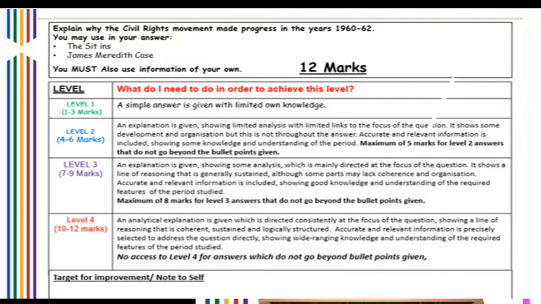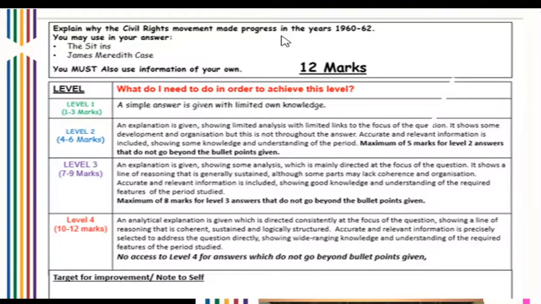So the question we're going to look at today is: explain why the civil rights movement made progress in the years 1960 to 1962. You may use in your answer the sit-ins and the James Meredith case. Okay, so before I share a couple of top tips with you, let's just break down what the question is actually asking us. So it's an explain why question. So we're not really asked to make a judgment on this. We're not being asked to come to a conclusion or state our opinion. We're just simply explaining the reasons why the civil rights movement made progress.